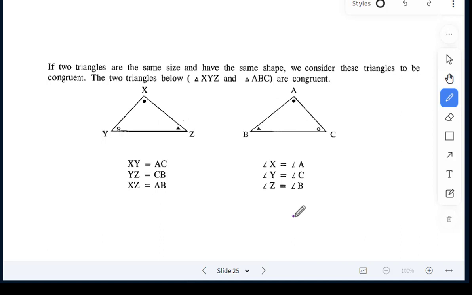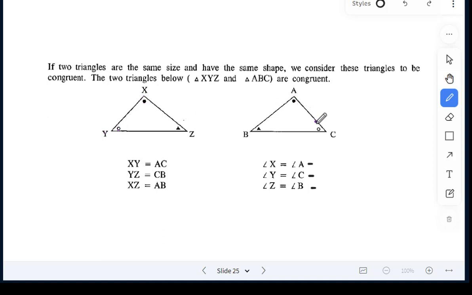So here we have a triangle XYZ and we have a triangle ABC. They are congruent because angle X here is equal to angle A, shown here. Angle Y is equal to angle C, which is shown right here. And then angle Z is equal to angle B, shown here. Now those 3 angles and those 3 angles here we can see are congruent.